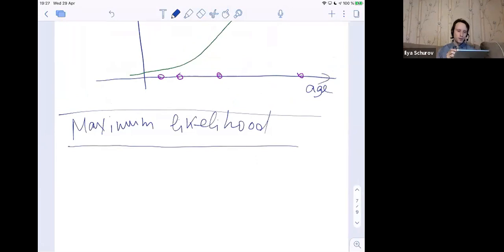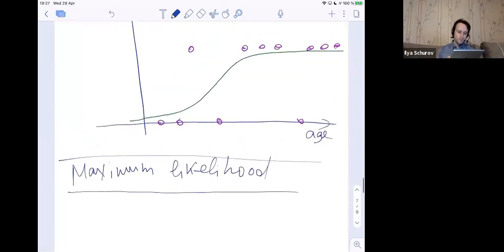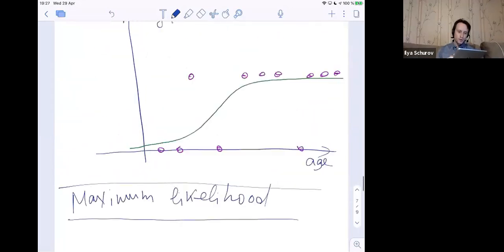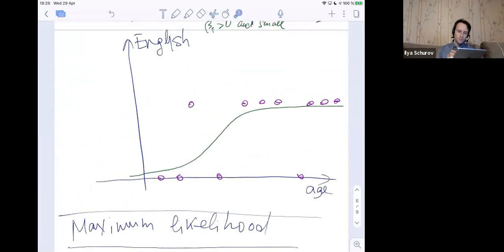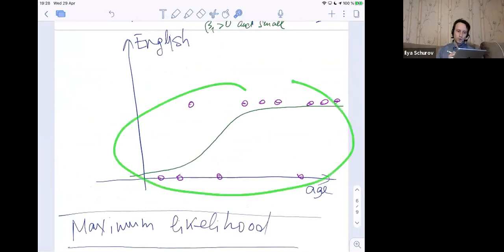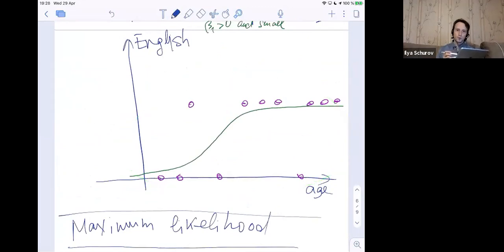Now I will present a very generic way to estimate parameters of some model, which is called maximum likelihood. And it works in the following way. Assume that we have some data, like this data that is shown on this picture. And I want to choose the best fitting curve. Let me first consider some example and discuss our intuition.